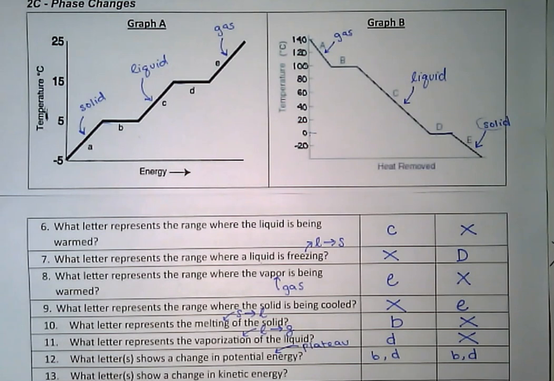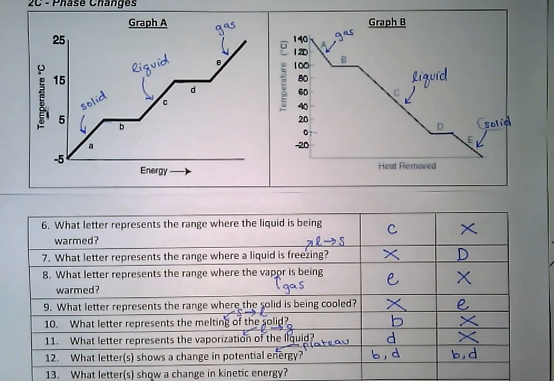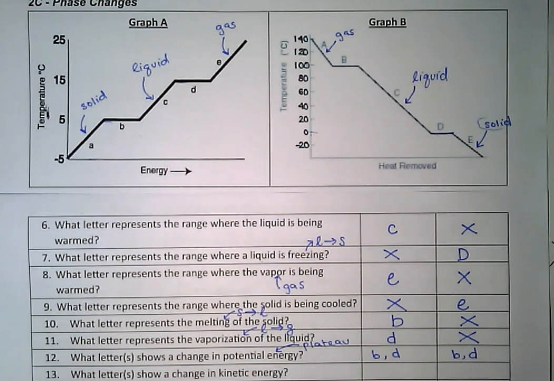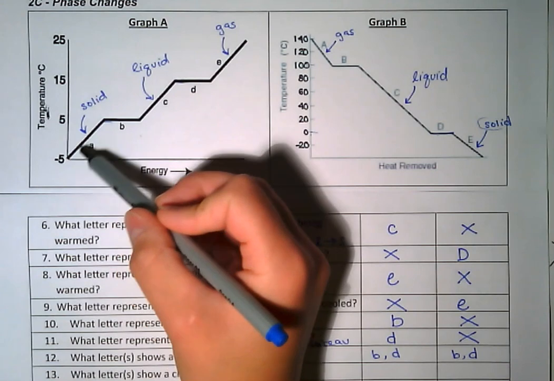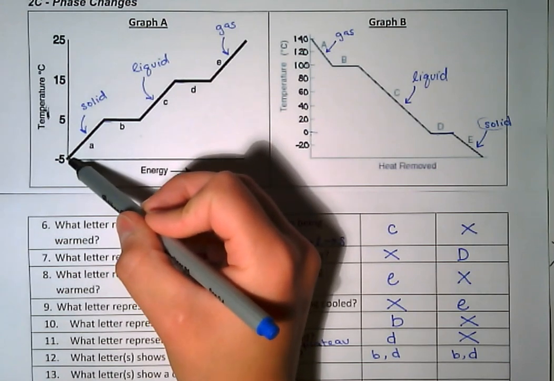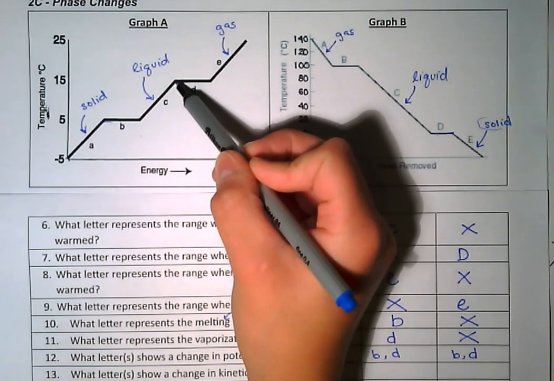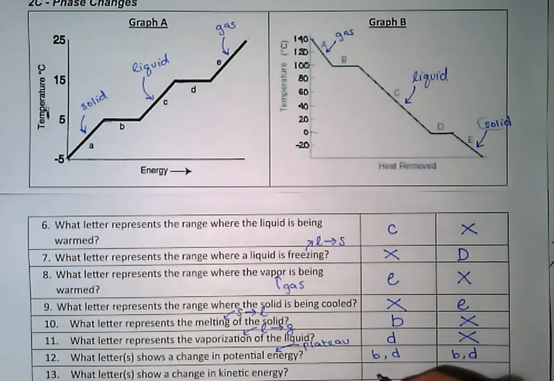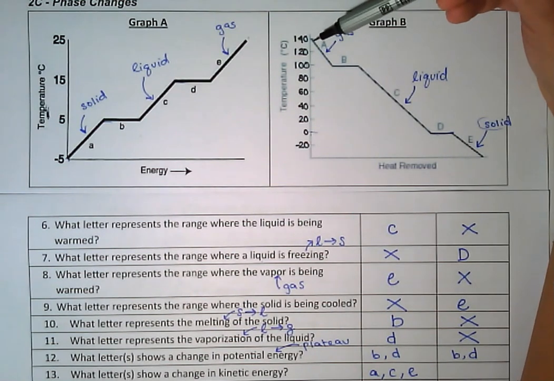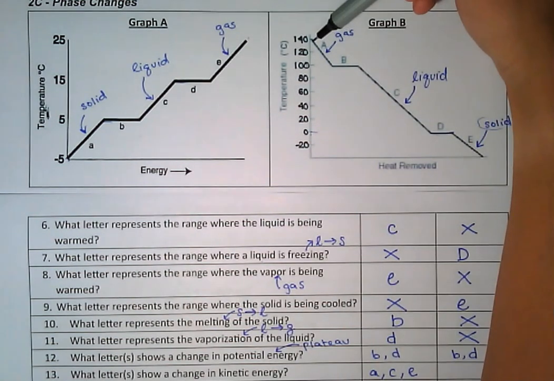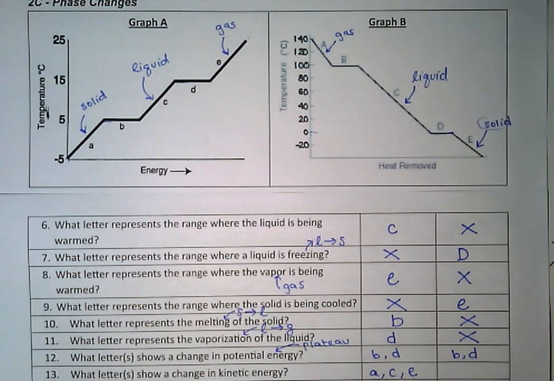And number 13, which letters show a change in kinetic energy? Wherever our temperature is increasing, that's where our kinetic energy is increasing. So in graph A, I see a change in kinetic energy in section A, section C, and section E. A, C, and E. And then in graph B, I see a kinetic energy change at section A, C, and E as well.